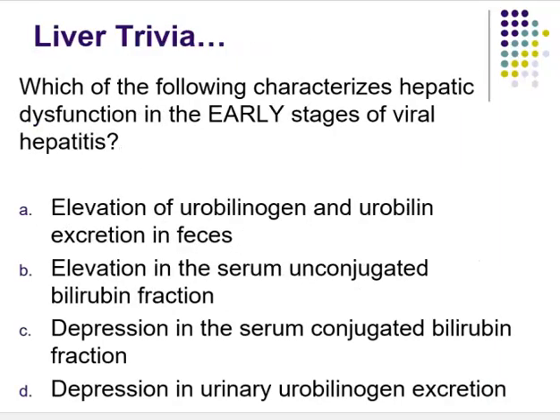So here's a question. Which of the following characterizes hepatic dysfunction in the early stages of viral hepatitis? Take your time, read all the options, try to answer it on your own before you move on and get the correct answer. The correct answer is B, elevation in the serum unconjugated bilirubin fraction.